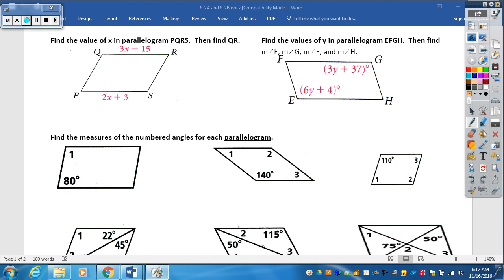But just double check it. Make sure all your answers are the same. If they're not the same, then maybe slow it down and make sure you understand why they are what they are. So let's talk about this first one.